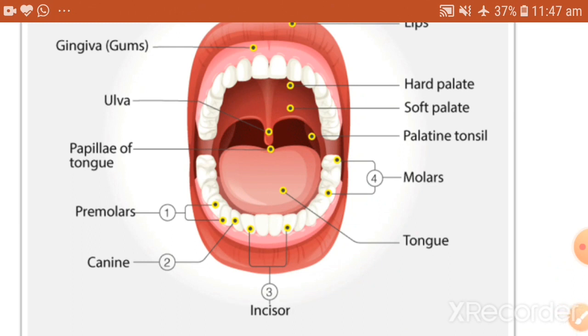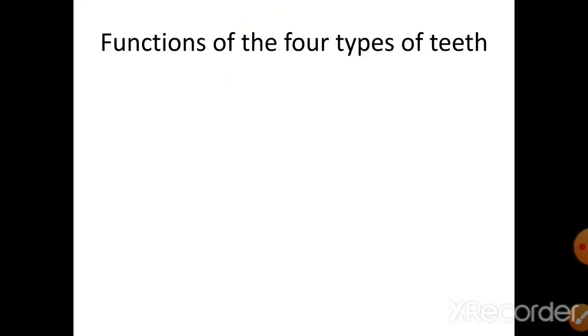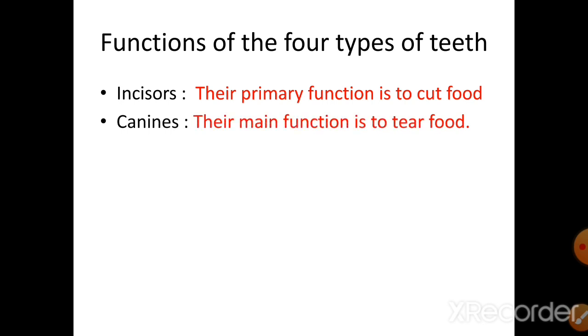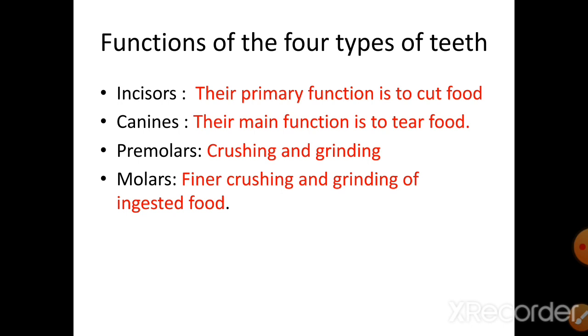Okay, so here you have the functions of the 4 types of teeth. Let us do one by one. Incisors, let us revise. Their primary function is to cut food, and canines, their function is to tear food. Premolars, they help in crushing and grinding. Molars, they help in finer crushing and grinding of ingested food. Remember this. You can note down these functions and remember it.